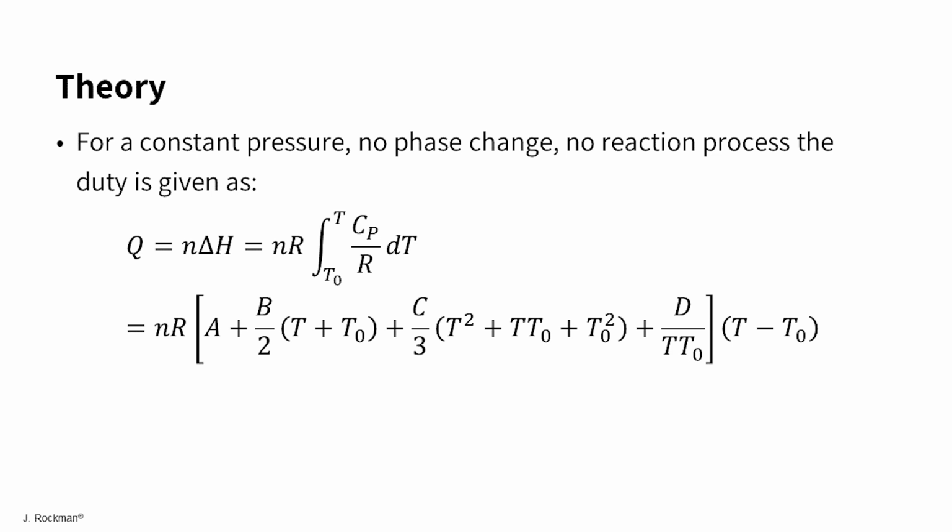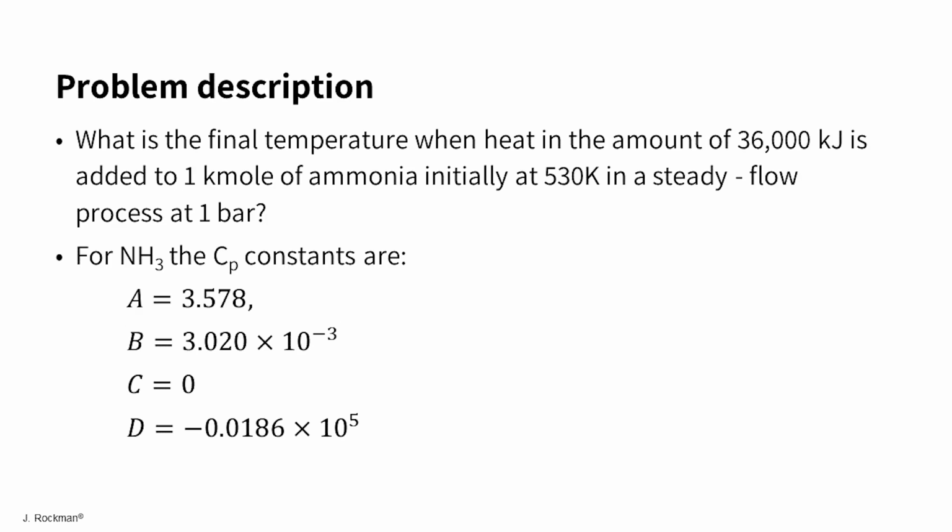Quickly recapping the theory behind this, for a constant pressure, zero phase change, zero reaction process, the duty is given as Q equals N delta H equals N times R times the expression in the brackets times T minus T0. Now let's recall the problem statement. What is the final temperature T when heat in the amount of 36,000 kilojoule is added to 1 kilomole of ammonia, initially at 530 Kelvin, in a steady flow process at 1 bar?